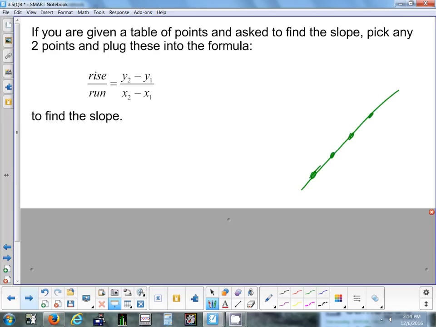If you find the slope, pretend like you're standing right here. If you find the slope between these 2 points, or if you're standing here and you find the slope, it doesn't matter. It's exact because it's a line. If you were looking at something that wasn't a line, that would be different. But when it's a line, any 2 points. Yes, any point on that line.